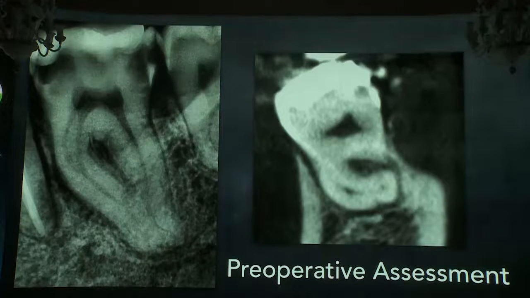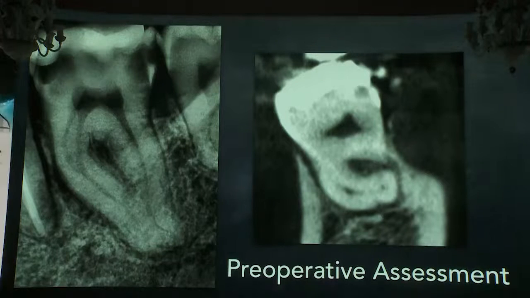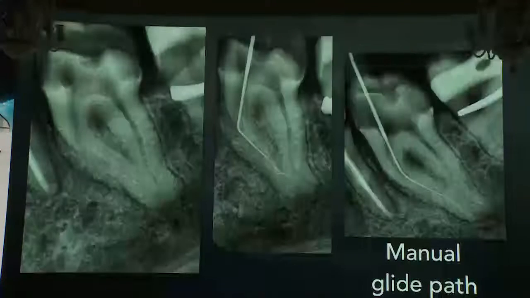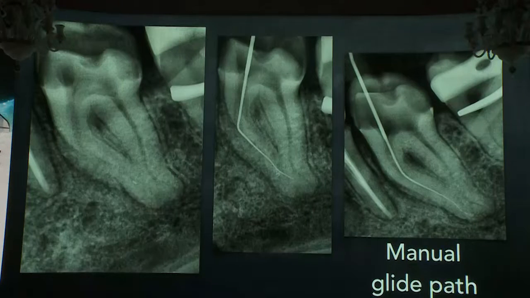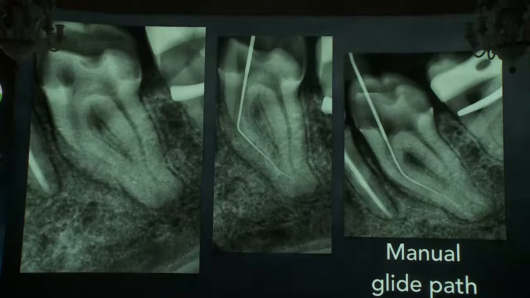Start rotary instrumentation to the apex, or what do we have to do exactly, routinely, in your cases? First, the preoperative assessment will lead you to assess the case difficulty. After you assess the case difficulty, you will respect the case. Then, access cavity was done, and always don't neglect the manual glide path, because it is the first important step to reach the apex.